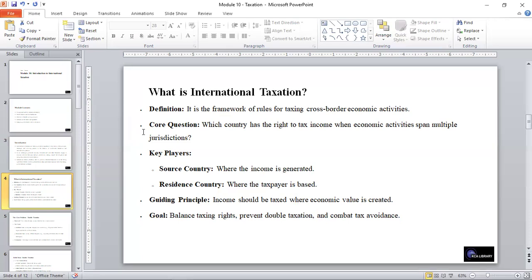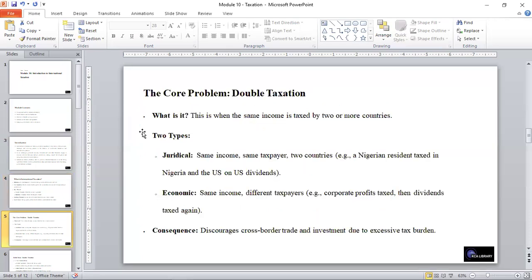The goal is to bring about a balanced taxing right, to prevent double taxation and also combat tax avoidance. Looking at a major aspect of international taxation, double taxation. What is double taxation? It is when the same income is taxed by two or more countries. So if I am making a profit here and two or more countries are charging taxes on it, that makes it double taxation.